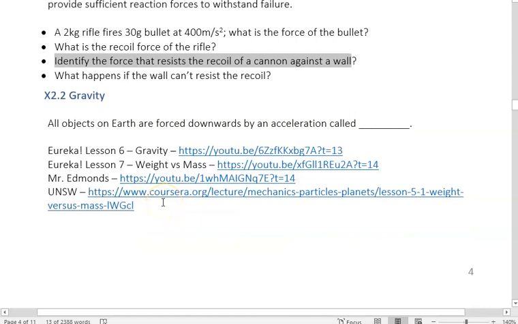Okay. Gravity. All objects on Earth are forced downwards with a force by an acceleration called gravity. Not just a movie with Sandy B. Okay. So, this is a bit of an interesting one.